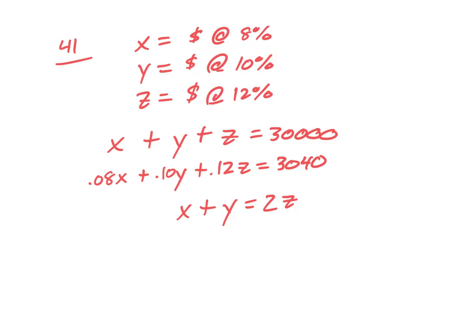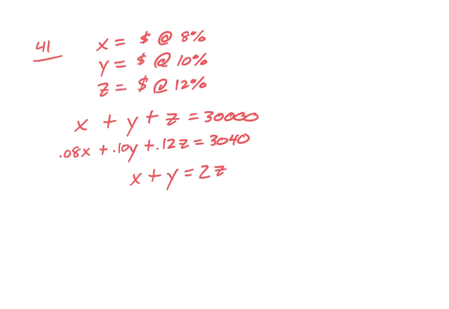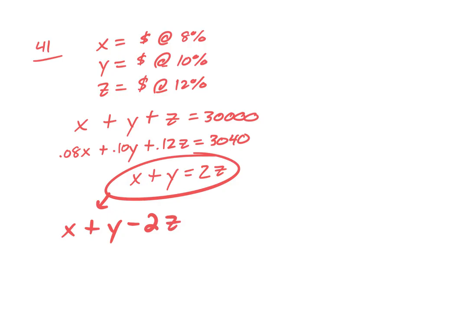Now, can I put it into the matrix just like that? What are we going to have to do? Yeah, we're going to have to move the Z over, right? We're going to have to get everything lined up. X, Y, and Z all have to be on the left. So I'm going to rewrite this one: X plus Y minus 2Z equals, and if I move 2Z over to the left, then there's nothing left on the right. That would be our third equation.